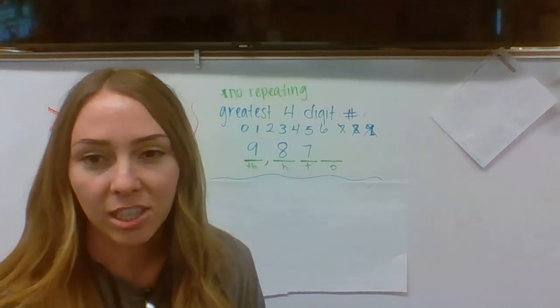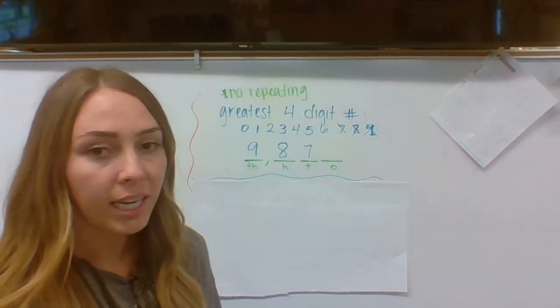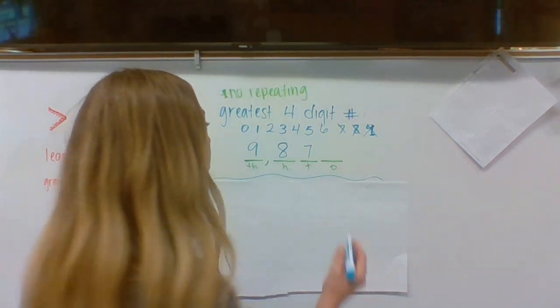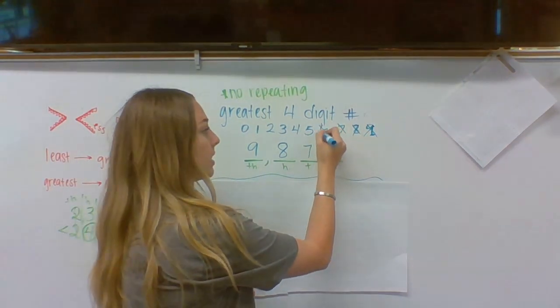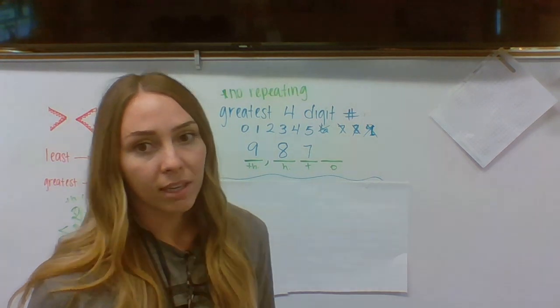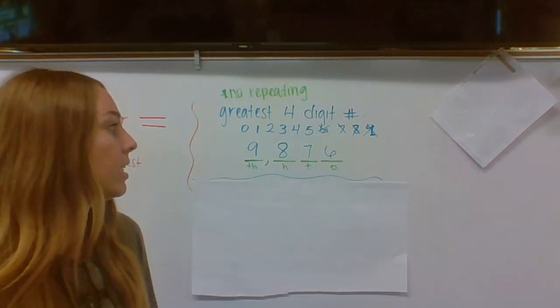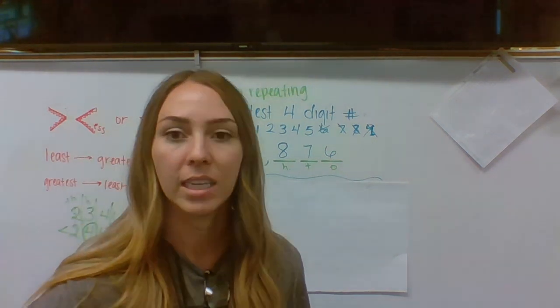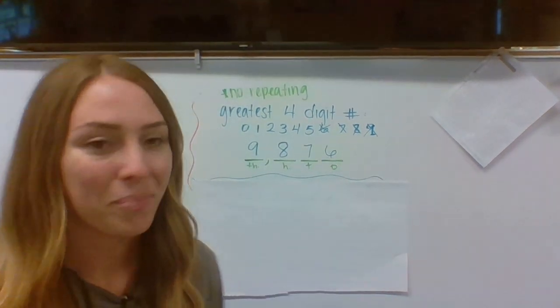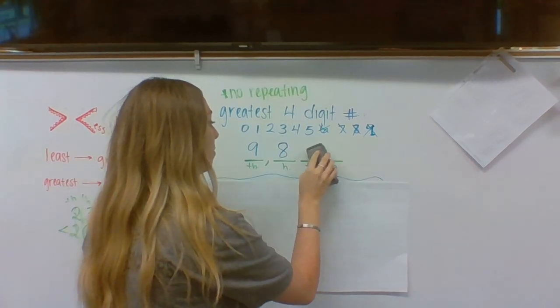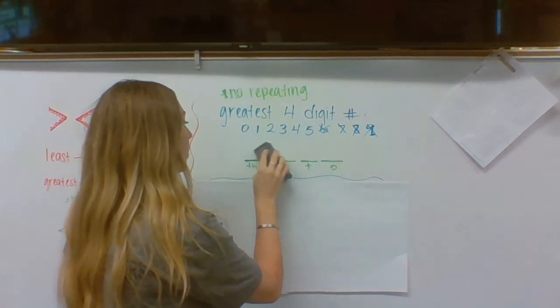The last digit that I can use, I want to pick the biggest one I can because remember, I'm trying to pick the greatest number I can. So the biggest digit that's left is the 6, and the only place value that's left to put it in is the ones place, 9,876.